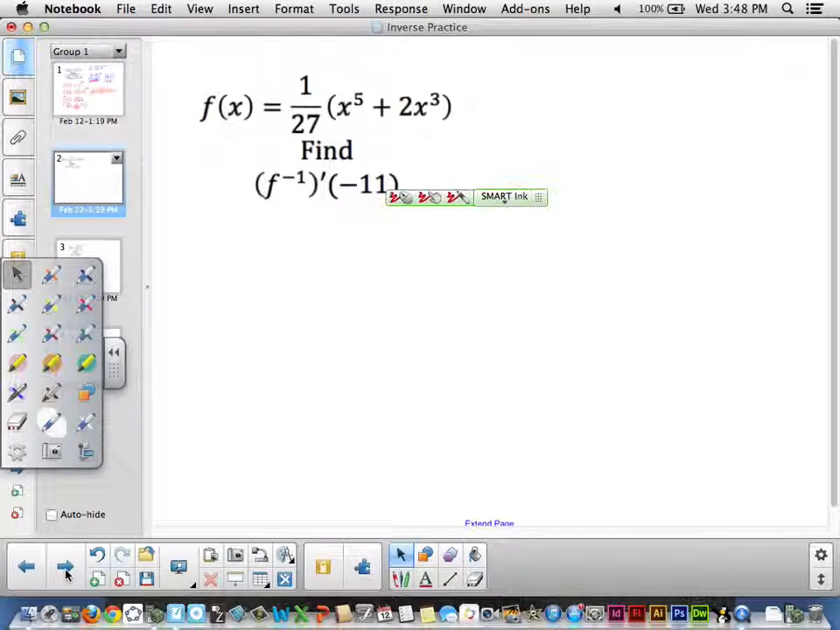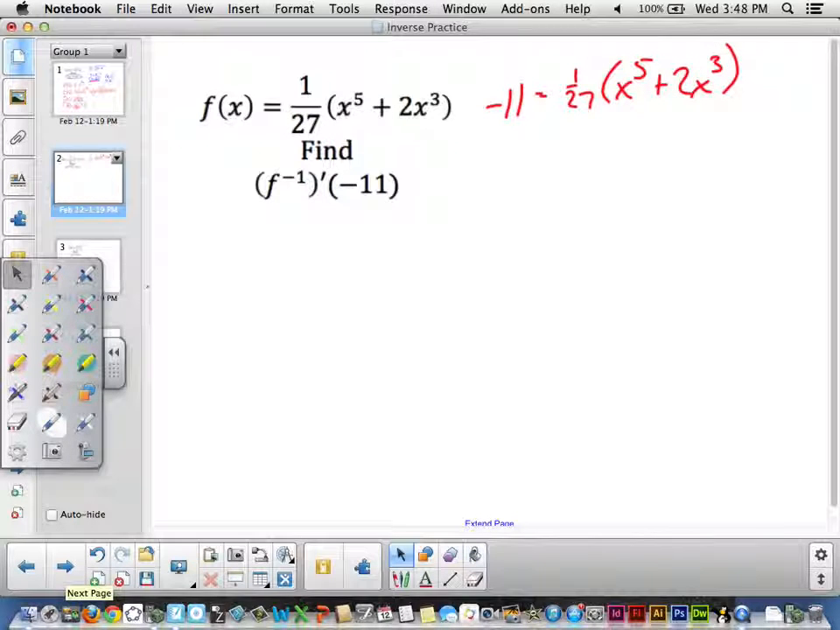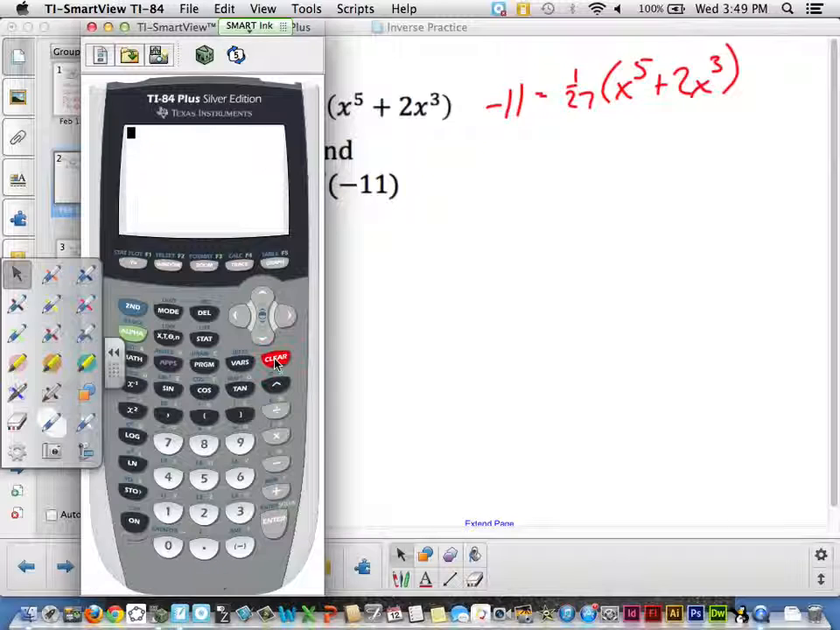The second one, same thing. We need to figure out what the appropriate x and y values are. This is x in the inverse, so that means it's y in the function. So we'll take negative 11 as y, and y equals 1 over 27 times (x to the 5th plus 2x to the 3rd). And we will do some trial and error. I'm going to create a table, figure out what the corresponding x value is.